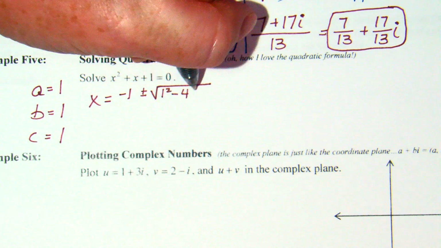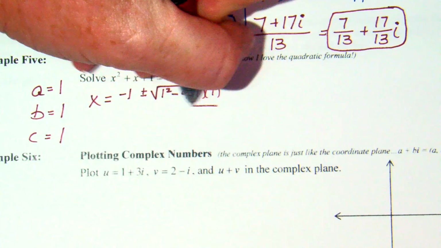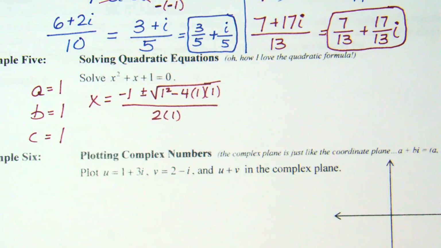You can put the i after the radical, but it's the same thing as putting an x after the radical. You have to be careful to make sure that it doesn't fall under the radical, because that has a whole different meaning. So the safer bet is to put the i in front of the radical. So, negative 1 plus or minus i radical 3 all over 2.